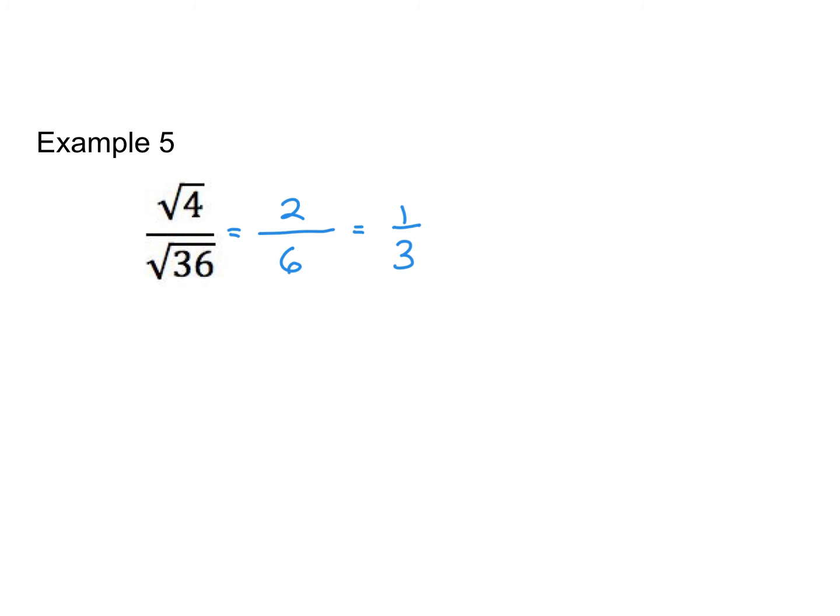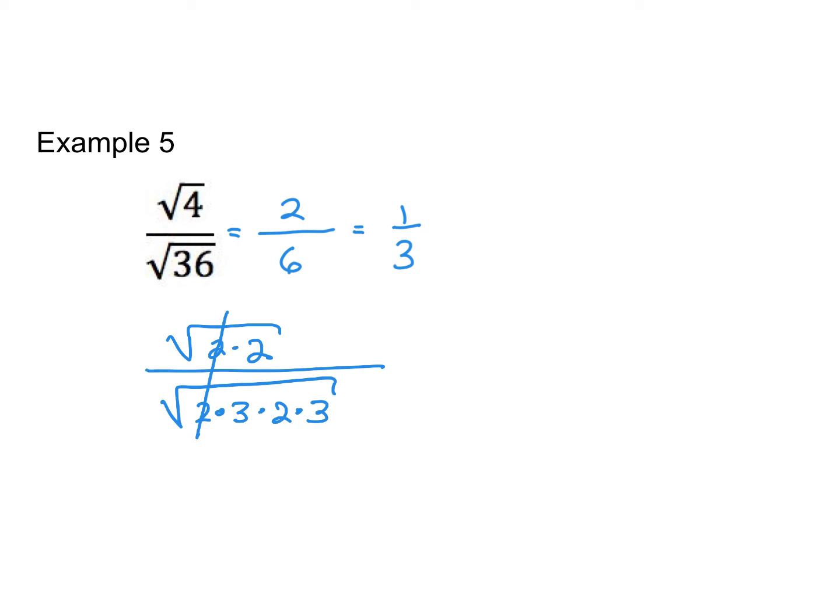Another way of looking at it is we can factor 4, which is 2 times 2. 36, we can write as 2 times 3 and 2 times 3. So it's 6 times 6, which is 2 times 3 and 2 times 3. Notice how there is a square root of 2 on the top, a square root of 2 on the bottom. I can cross those out. A square root of 2 on the top, square root of 2 on the bottom. I can cross those out. And remember, if we ever cross everything out on the top, technically what these are making are ones, right?